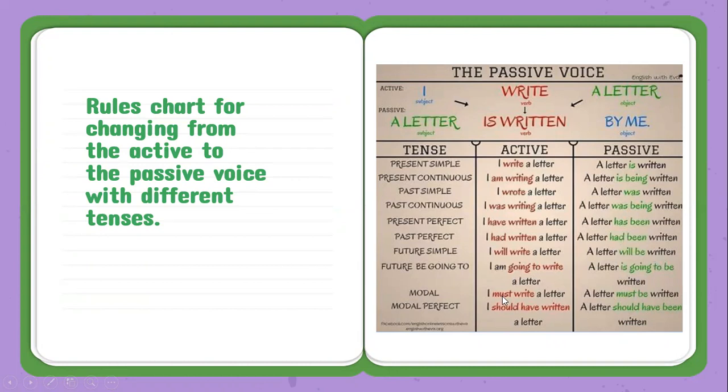Must or can, for example, I keep it as is and I add "be" again plus the past participle, so "must be written." I must write a letter; a letter must be written by me, or whether I do not add the subject, we said it's up to us. And then "I should have written a letter": "a letter should have been written by whatever or whoever."